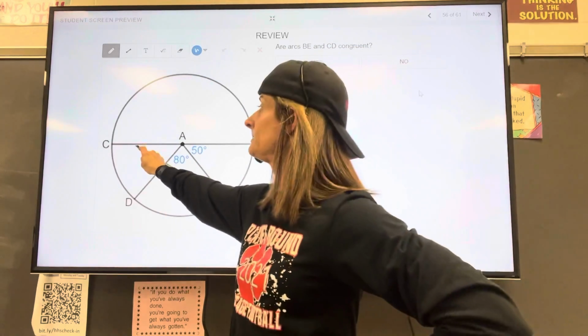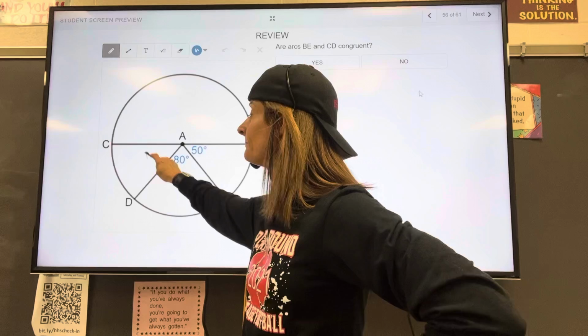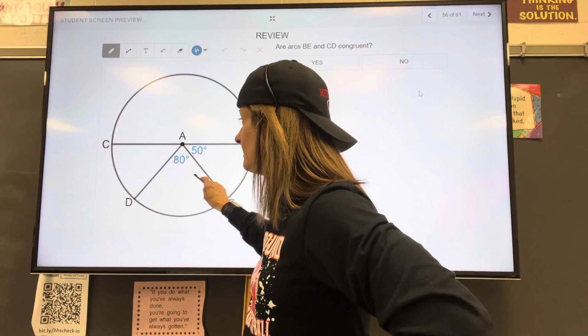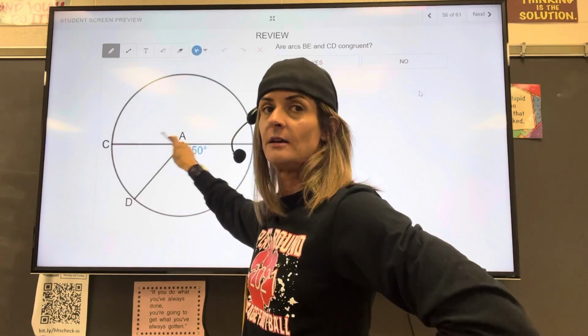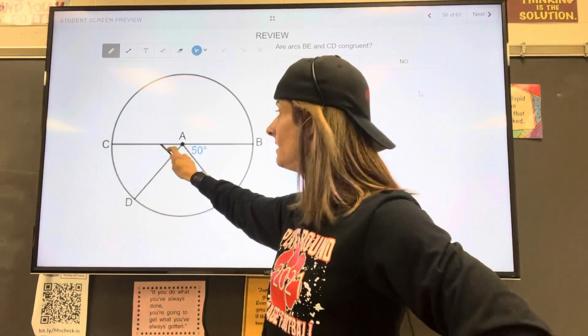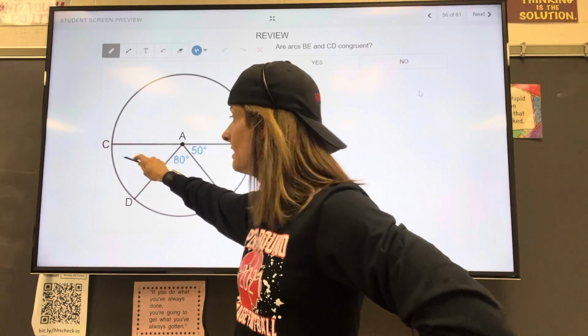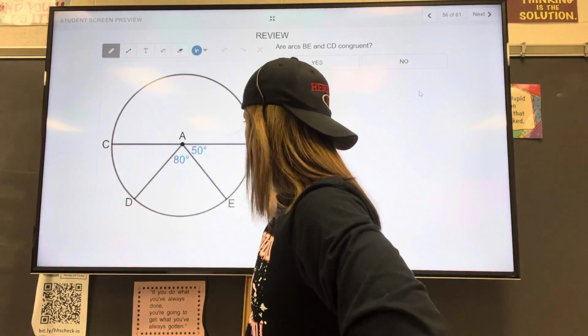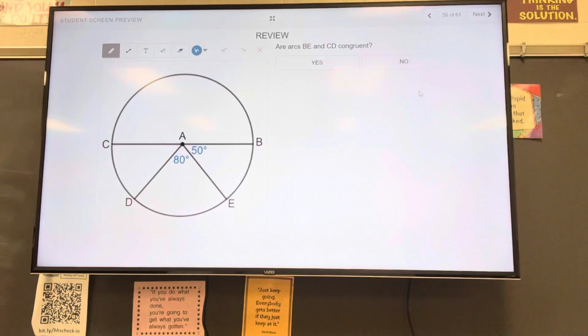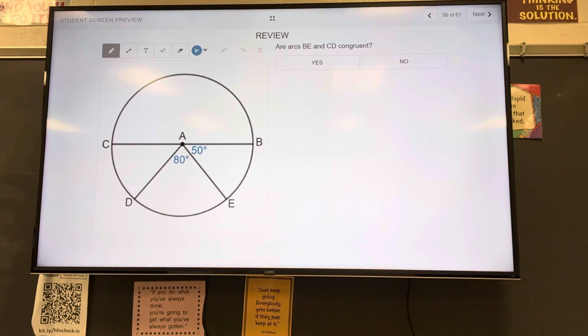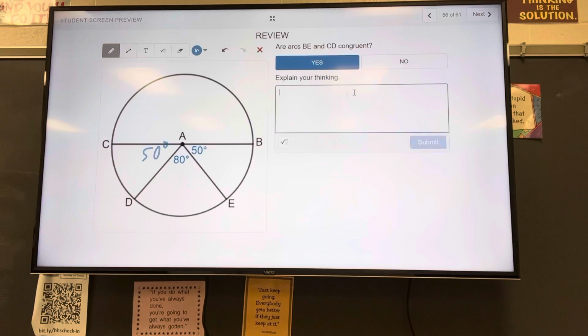Yeah, because this is a straight line. So that's 180. So this is 130. This one has to be 50 because 130 plus 50 is 180. So if this angle is 50 degrees, then these arcs CD and BE should be congruent. So they draw that 50 degrees on here. I'm going to put yes and explain your thinking.